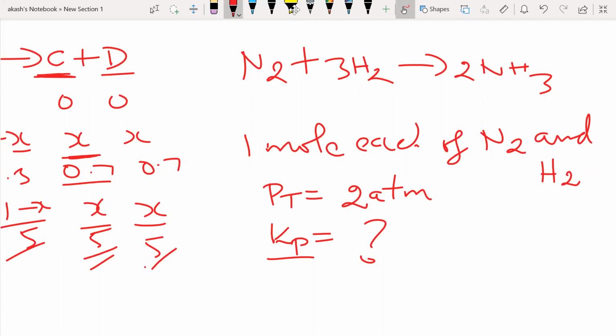Sir, the final answer is 2x square into 1 minus x by 1 minus 3x the whole cube. Oh, you're having x in the expression. Okay, why is x there? Did I miss any? Okay, let me check. Fine. Cool. I'll write the reaction again.